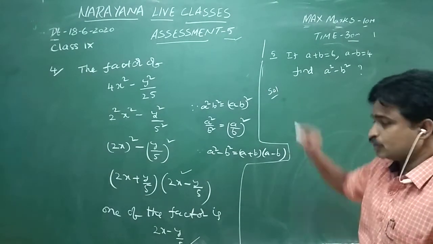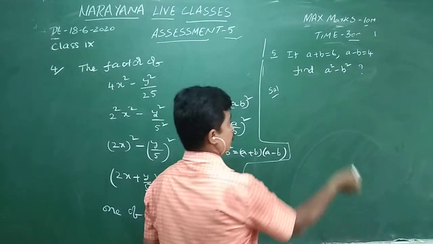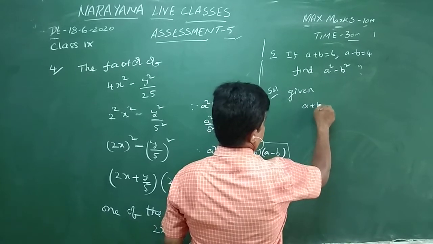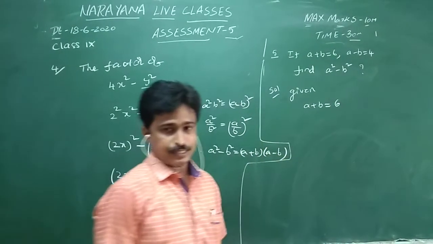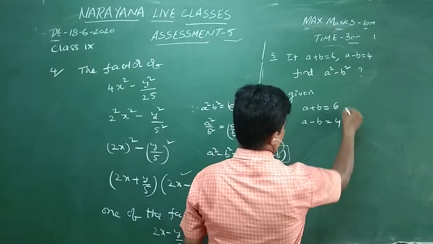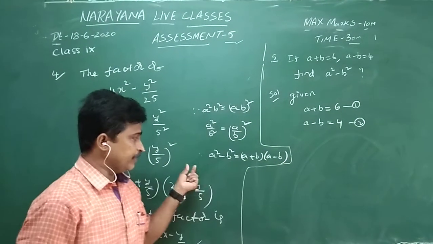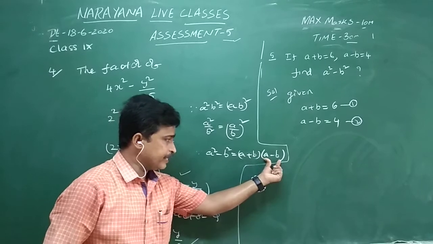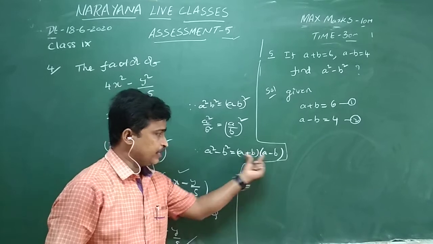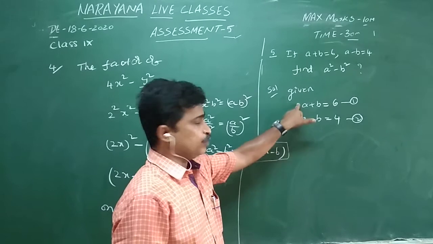Solution. First of all, when you start any problem, first write the given data. Given a plus b is equal to 6, this is equation number 1, and a minus b is equal to 4, this is equation number 2. We already know the formula a plus b into a minus b is equal to a square minus b square. In the previous problem we discussed this formula. In the same way, apply the formula and multiply these two equations.